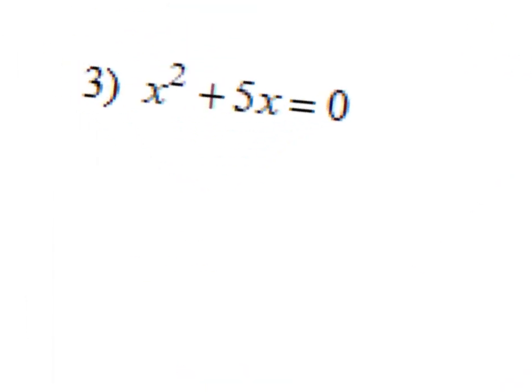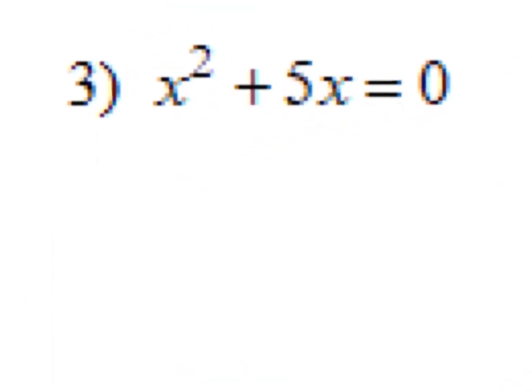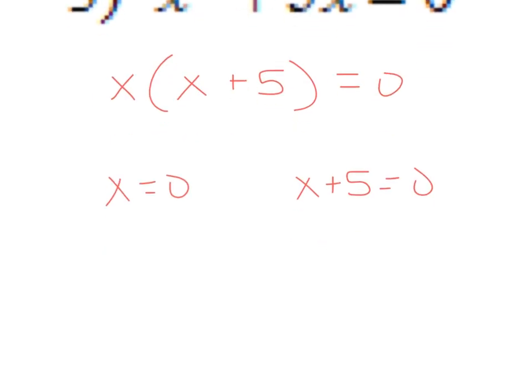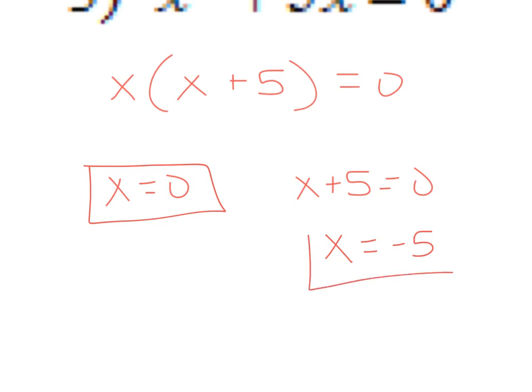Okay, number 3. All right, so this guy's already set equal to 0. First step we always do when factoring is pull that GCF out. So let's pull out an x. And we have x plus 5 left. All right, so now set each factor equal to 0. So x will equal 0 and x plus 5 will equal 0. Now this is done, so there's your first answer. And the second guy, I'm going to move the 5 over and get x equals -5.